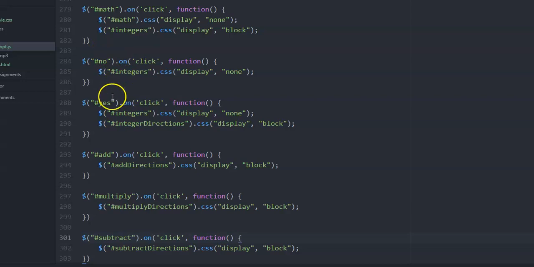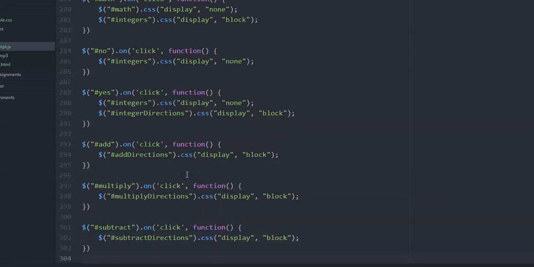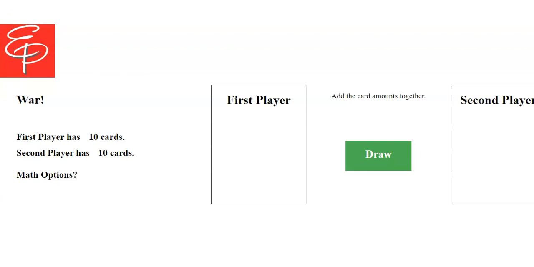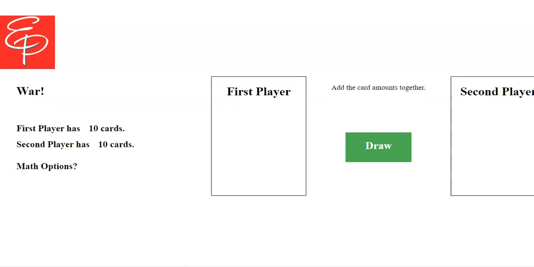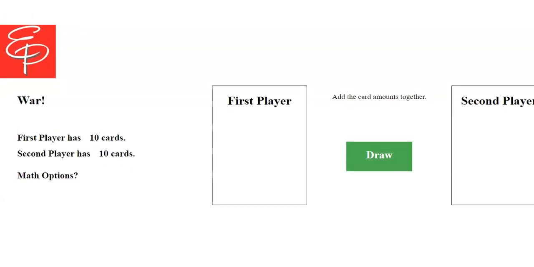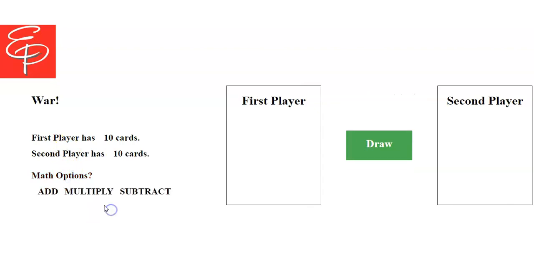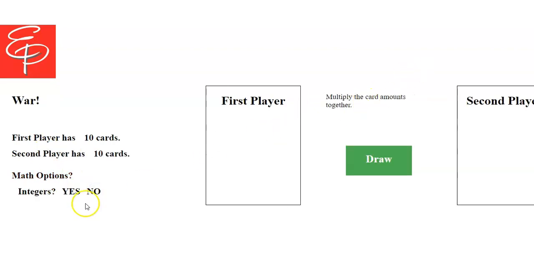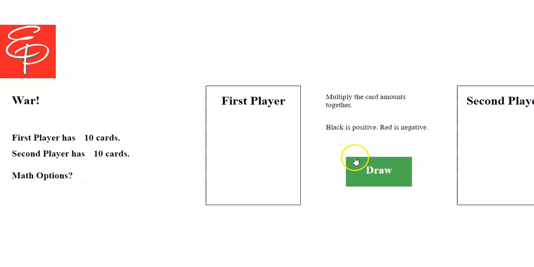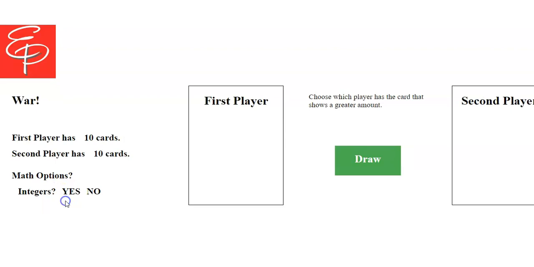Once you click on yes or no for integers, that goes away. The directions show up. They say yes. Click add, you need the add directions, subtract, the subtract directions, multiply, the multiply directions. That's all. And that's what does all that switching back and forth on the page. Arithmetic, multiply, integers, sure. And then you can play, or you can make new choices.